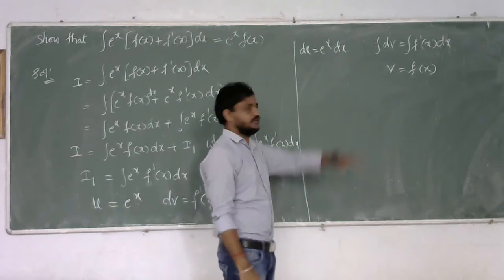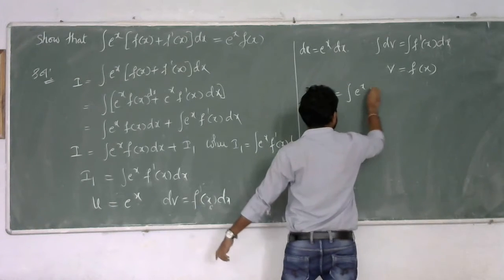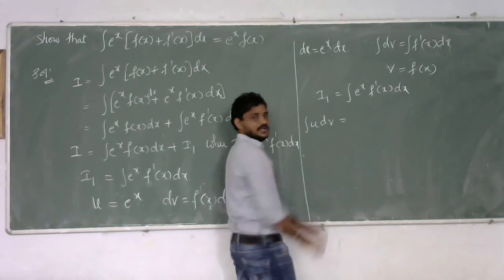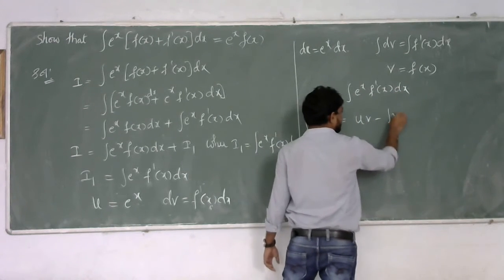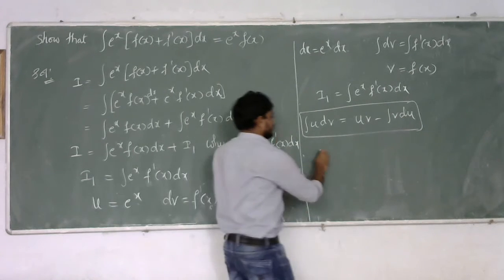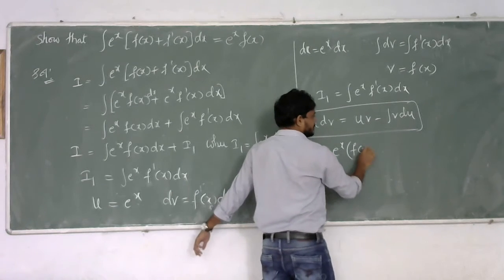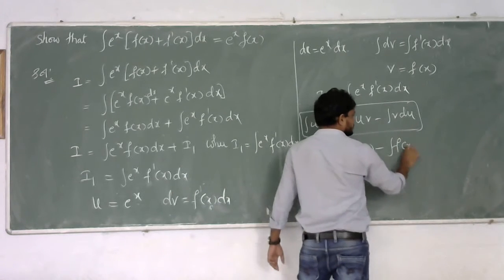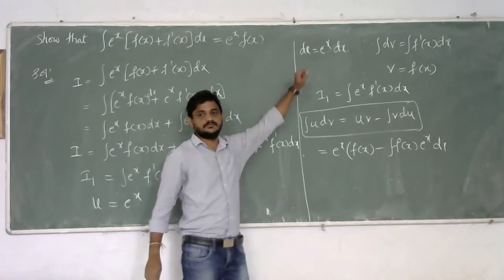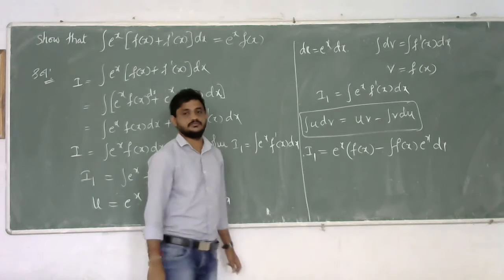Now let us use the udv method. Integral I1 equals integral e power of x into f dash of x into dx, which is of the form integral udv. So what is the formula? uv minus integral v du. Let us substitute. What is the u value here? E power of x, and v is f of x, minus integral v, which is f of x, du means e power of x into dx. Now we got the I1 value.